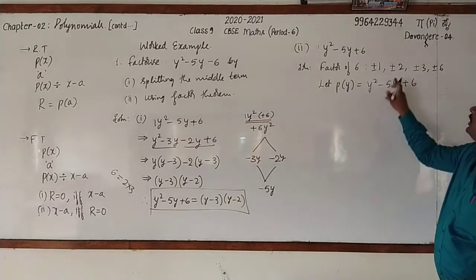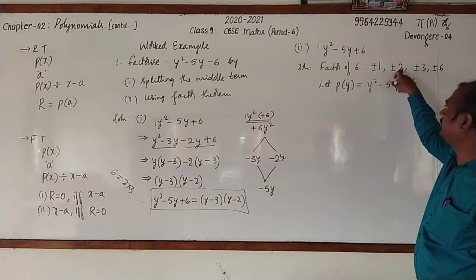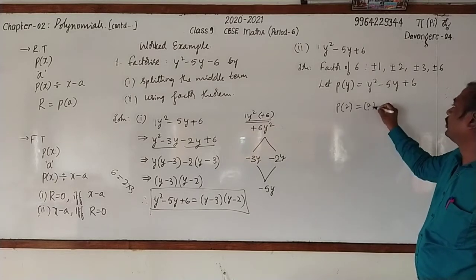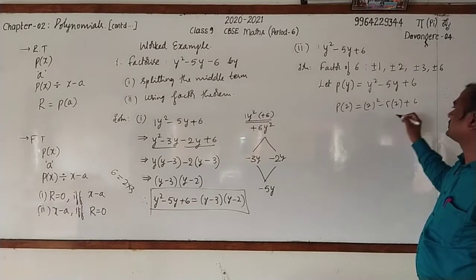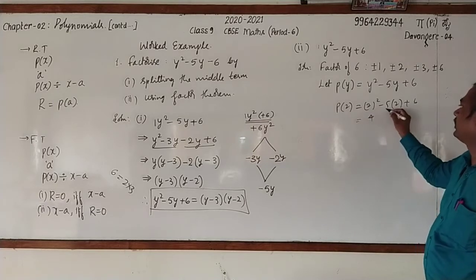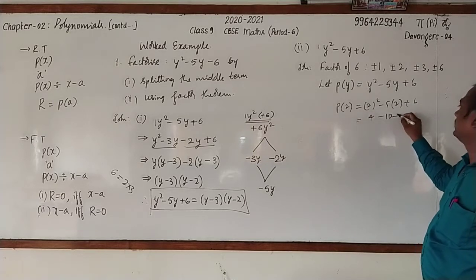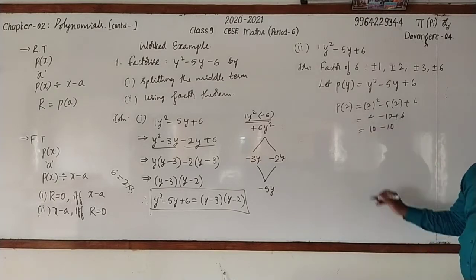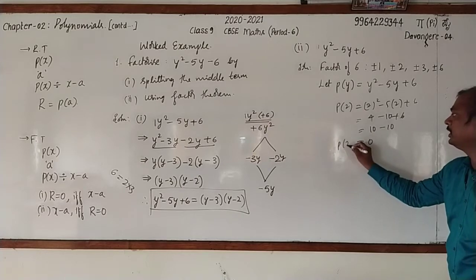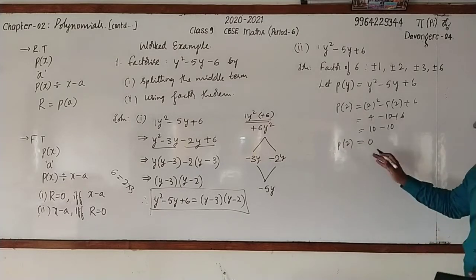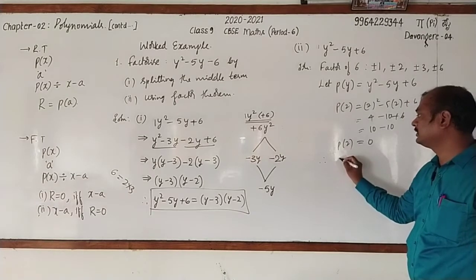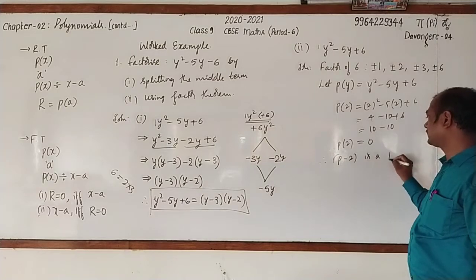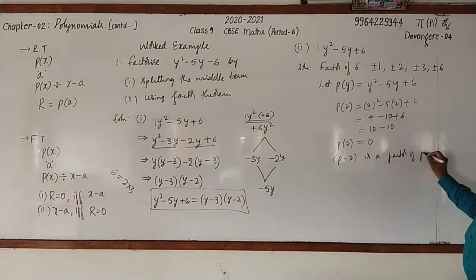Next, we have to take 2. If you take 2, let us see that. 2 whole square minus 5 into 2 plus 6. What is 2 square? 4. 5 twos are 10, so 4 minus 10 plus 6. Now it is 4 plus 6, 10, minus 10, 0. P of 2 equal to 0. It means, therefore, we can say that y minus 2 is a factor of p of y.